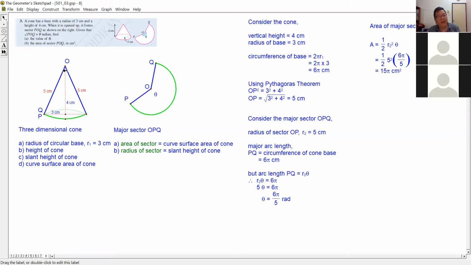Now the slanting one is 5 centimeter, the slant height. 4 centimeter is the actual height. This is the one that we always call height, right? This one is not the height. This is the slant height. Okay, right. So the radius of the cone is 3 cm. The height is 4 cm. When it is opened up, it forms a sector like this, OPQ, right? And given that angle OPQ is theta, find the value of theta.